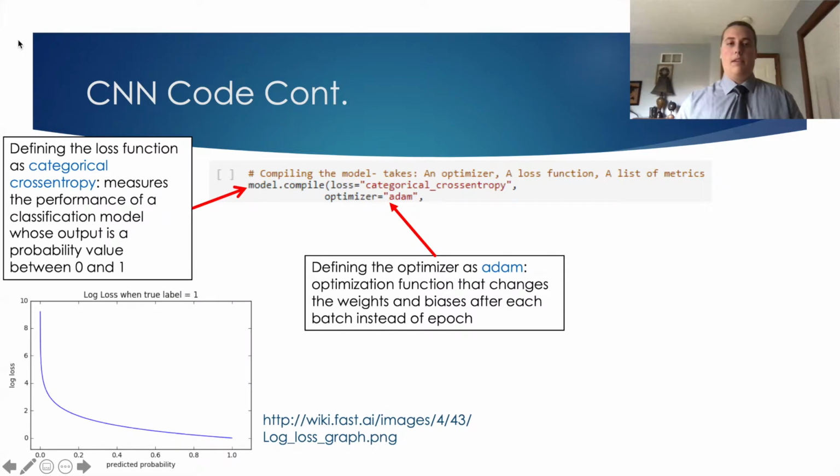So after this, I defined a loss function, and this lets the model actually learn. In this case, I used categorical cross entropy, and this measures the performance when the output model is between 0 and 1, which is what I had. And I had to define the optimizer, which is Adam. This is just the function that changes the weights and bias after each batch instead of each epoch. I could have used one that changes it after the entirety of the data is run through, but I wanted to do it after each batch, so I used Adam.